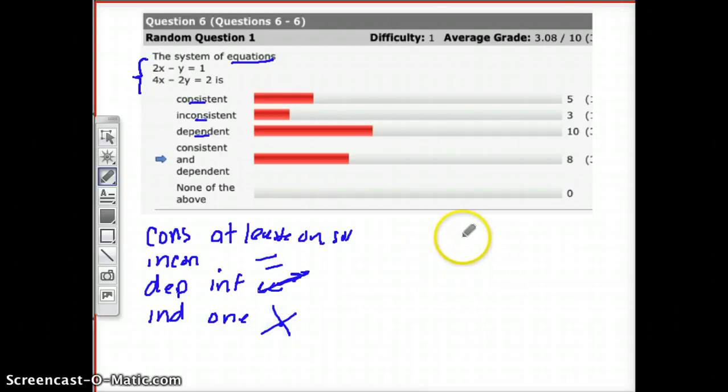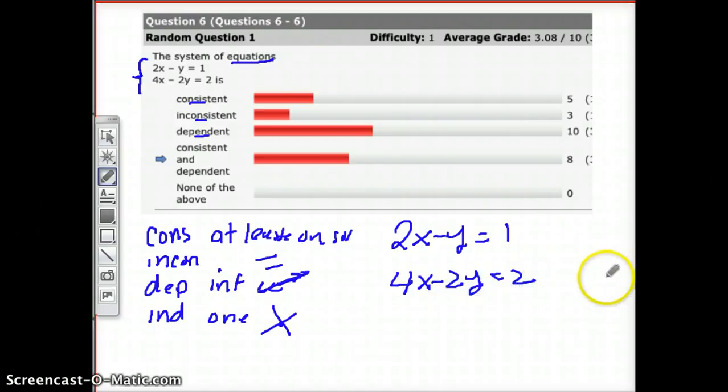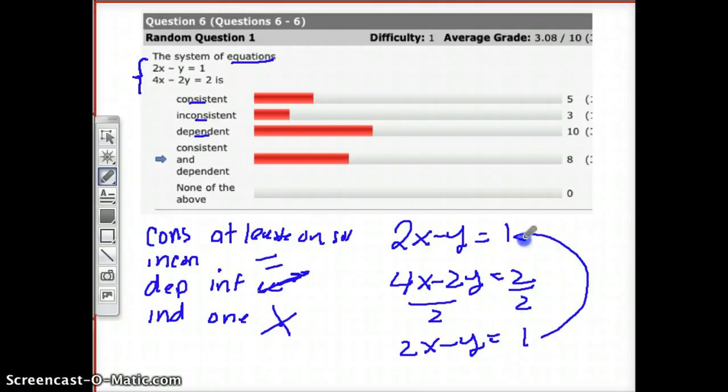Now the question is, tell us about these two equations. Well, the first one is 2x minus y is equal to 1. Now you could solve this two ways. One way is just to ask yourself this question: if the second equation is 2y is equal to 2, can I simplify the second equation by dividing everybody by a common number? If I divide the left side by 2, I get 2x minus y. If I divide the right side by 2, I get 1. Now the question is, are these the same equation? If the answer is yes, then it's going to be two lines that are the same. It's going to be dependent and consistent. And notice over here, here's my answer, consistent and dependent.